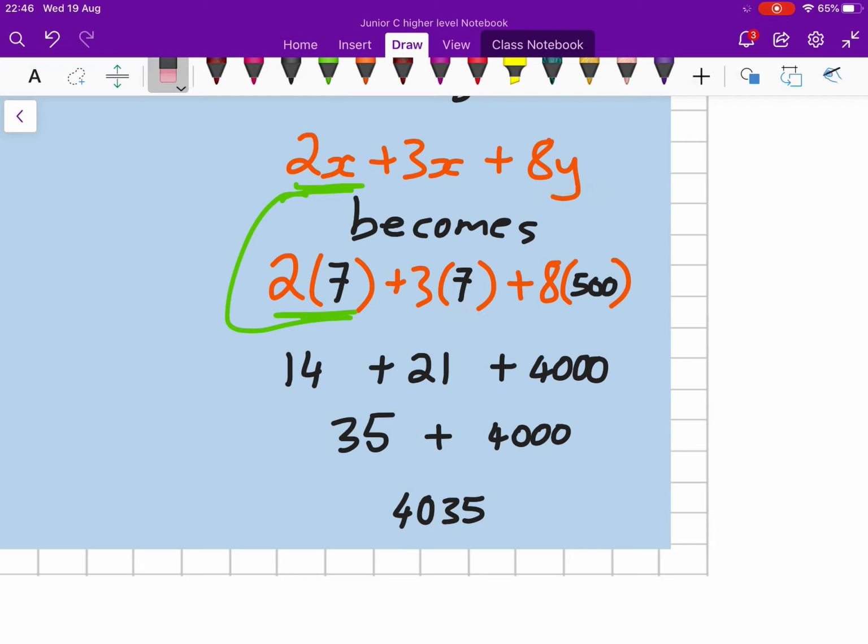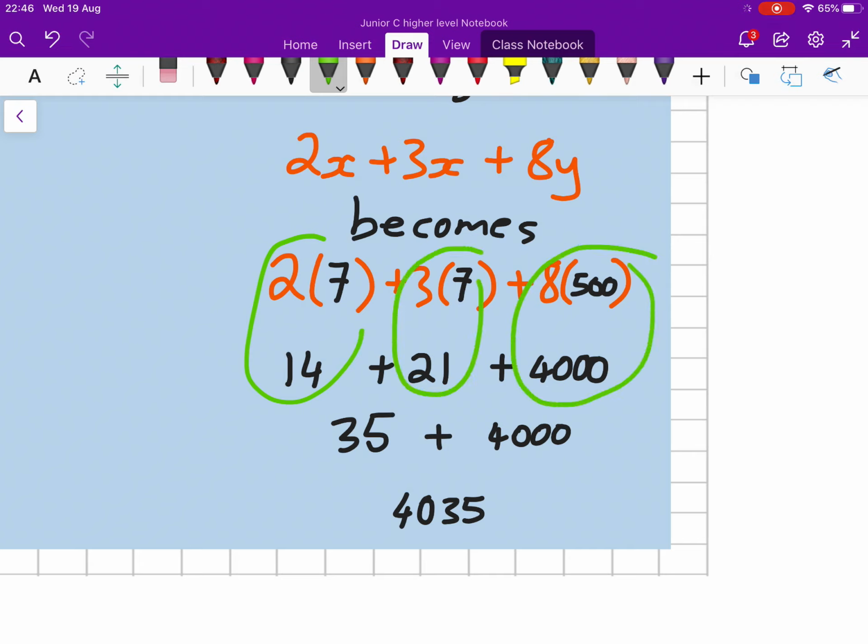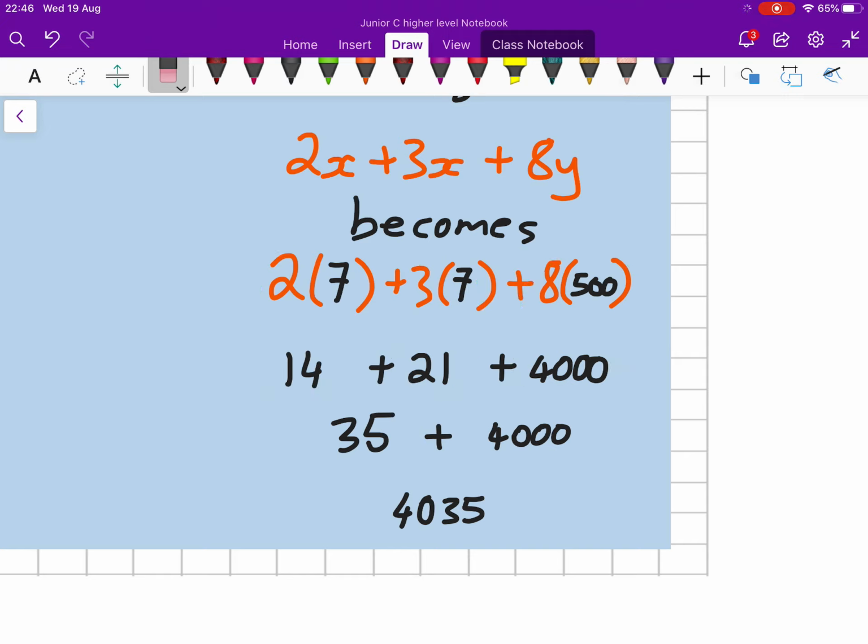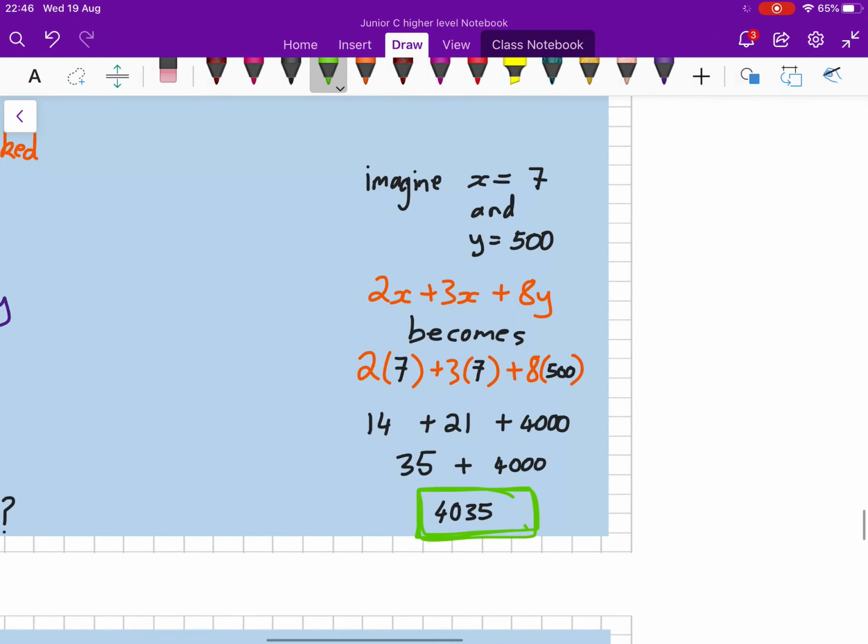So if we do this calculation, we should know what the correct answer should be. 2 times 7 is 14. 3 times 7 is 21. 8 times 500 is 4,000. We can add all that up. That's 14 plus 21 is 35, plus the 4,000. We're getting a total of 4,035. Okay, so that's what the answer should be, if x is 7 and y is 500.